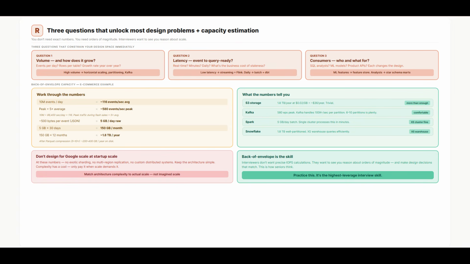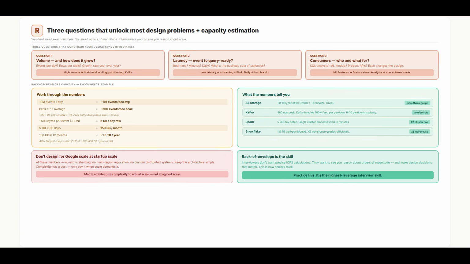Let's make the R in RADIO more concrete. 3 questions that unlock most design problems. First, what's the expected data volume and how does it grow? Second, what's the acceptable latency from event to query ready data? Third, who consumes this data and what are they doing with it? These 3 questions constrain your design space immediately. High volume plus low latency equals streaming plus Kafka plus Flink. Moderate volume plus daily freshness equals batch plus Fivetran plus dbt. ML consumers needing point-in-time features, that changes your data model completely compared to analysts needing aggregated dashboards.